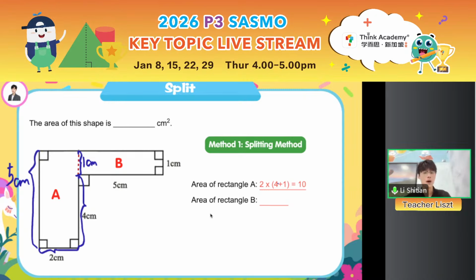What about the area of rectangle B? We know how long the breadth is, right? We know how long the length is. So can you guys find out the area? Really easy, right? Use 5 times 1. What is the result? 5 times 1, what is the result? 5, right? So we know the area of A now, and we know the area of B now.